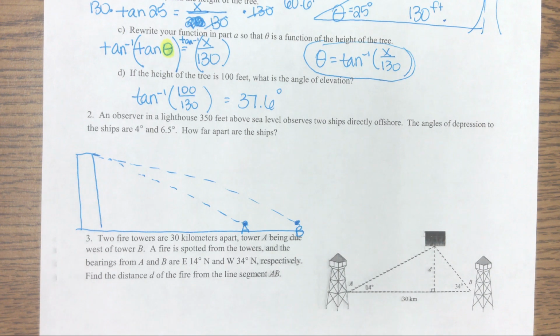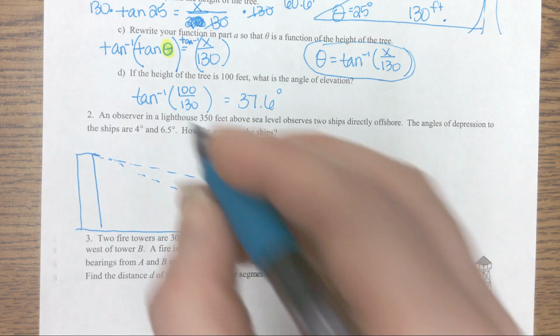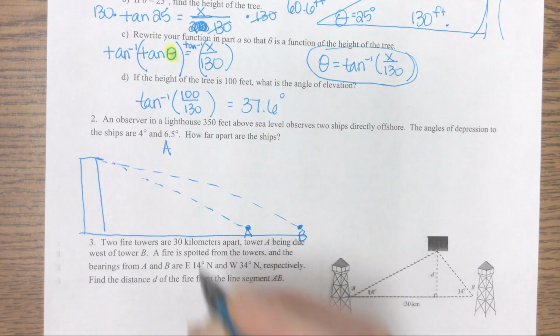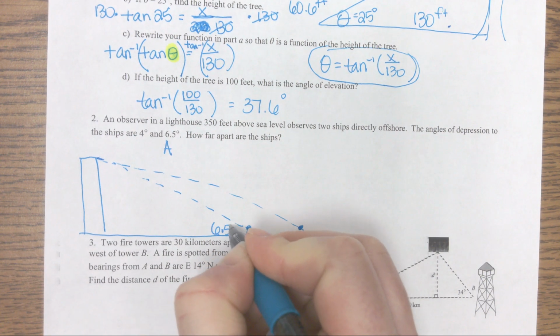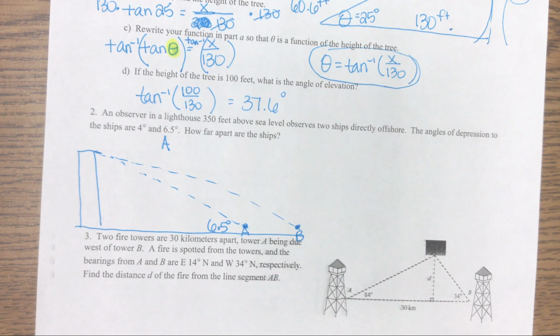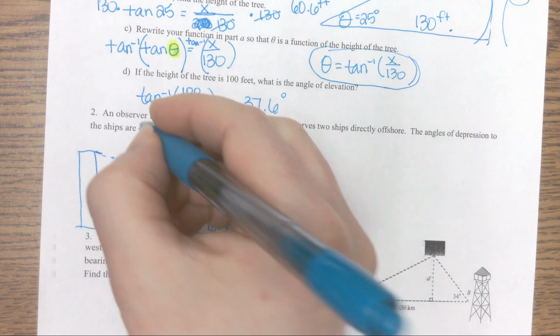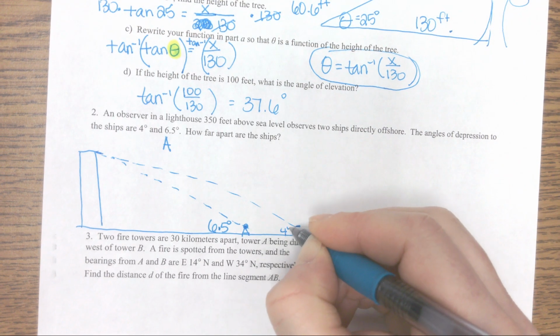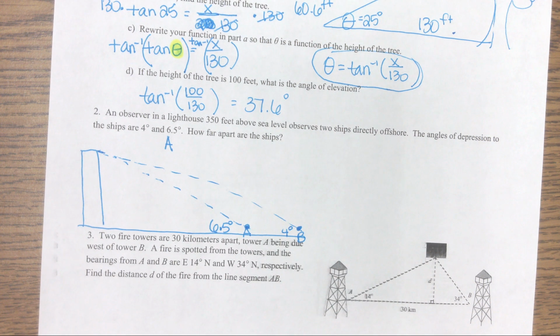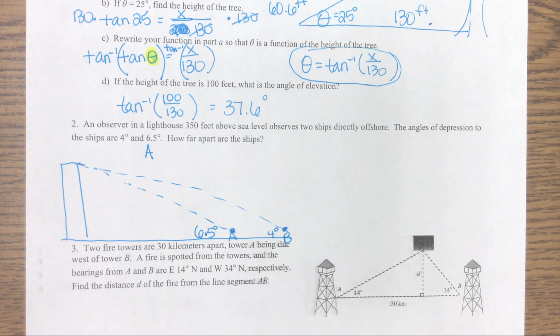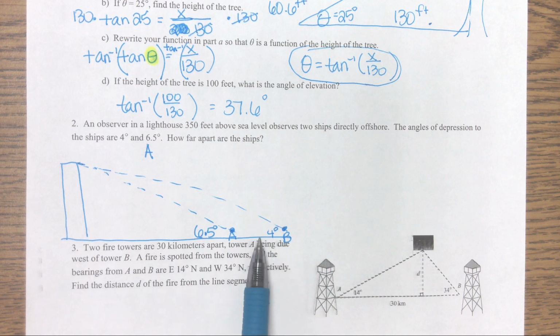The angles of elevation, this is ship A, are 6.5 degrees. They say depression, but I'm going to use elevation because that's what makes sense for my triangle. And the other one is a little smaller, so it's 4 degrees. The question is, you're going to have to once again work on both triangles. Can you find the distance between A and B?